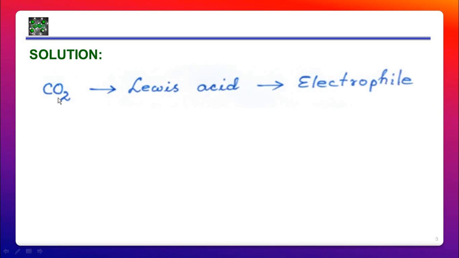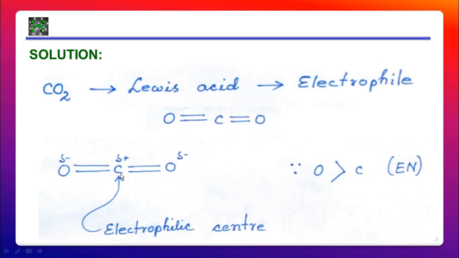Carbon dioxide is a linear molecule. It acts as an electrophile, so it is a Lewis acid. In carbon dioxide, carbon is doubly bonded to oxygen. Since oxygen is more electronegative than carbon, oxygen acquires delta negative charge and carbon acquires delta positive charge. So in carbon dioxide, carbon acts as the electrophilic center.